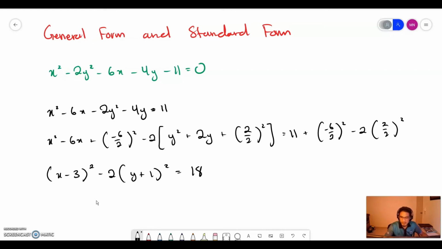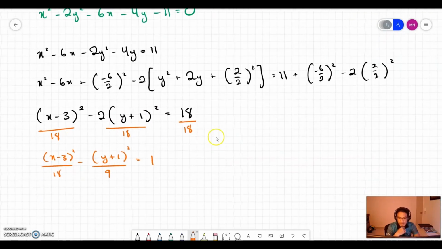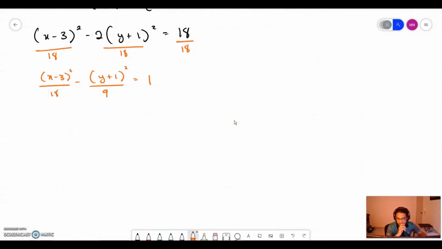So now we are a little bit closer to changing it to standard form. What we need to do next is to change the right side to become number 1 by dividing by itself. So it will be x minus 3 squared over 18 minus y plus 1 squared over 9, and we have it equal to 1. So we have now completely changed this general form into the standard form.